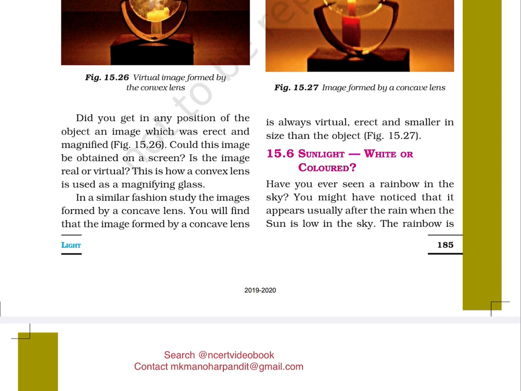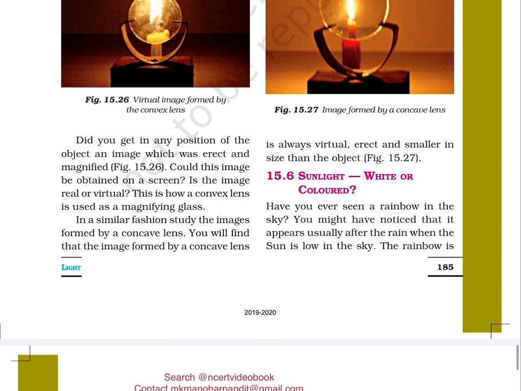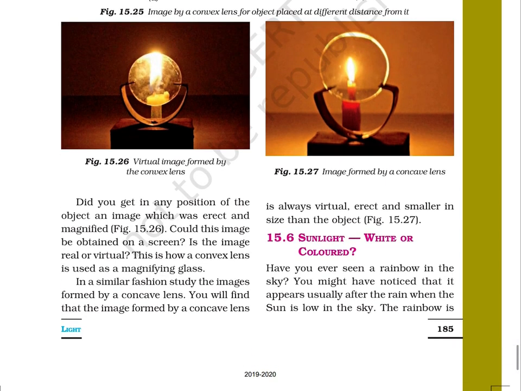In a similar fashion, study the images formed by a concave lens. You will find that the image formed by a concave lens is always virtual, erect, and smaller in size than the object. You can observe this in figure 15.27.